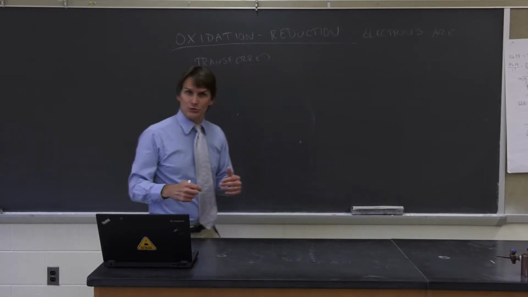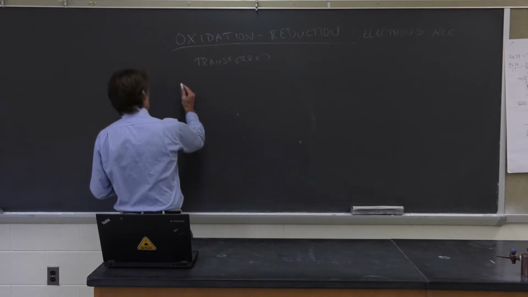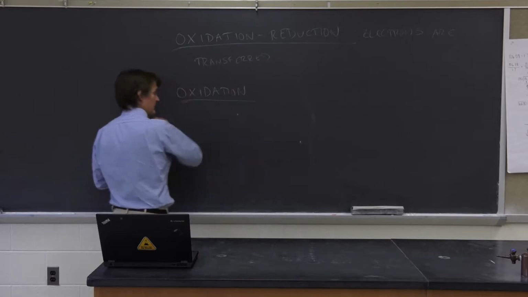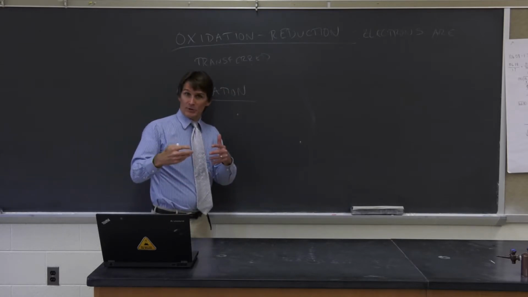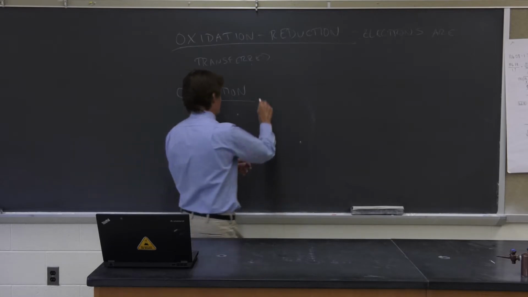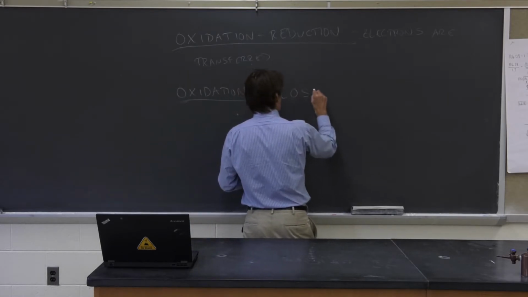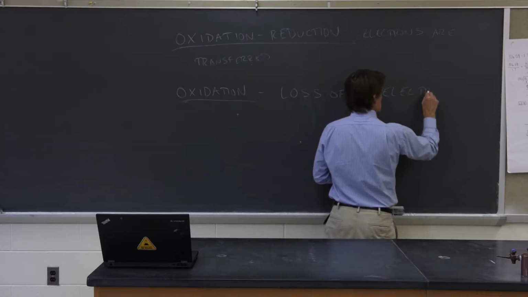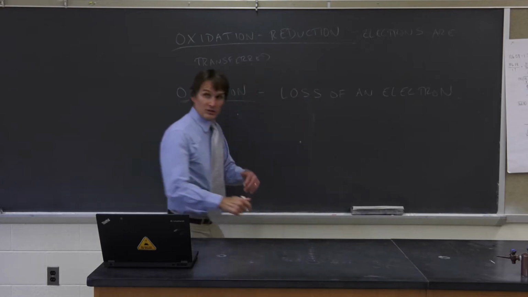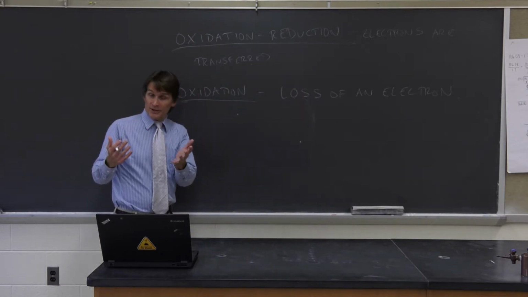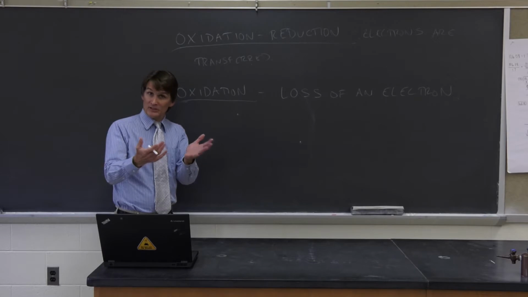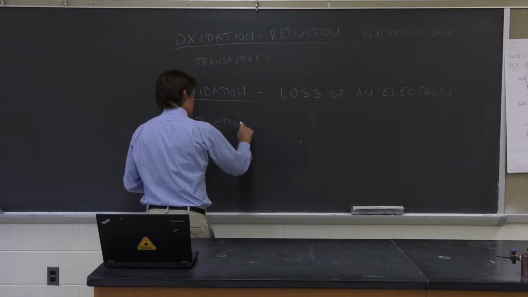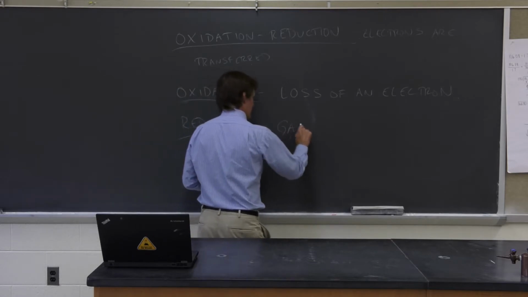Let's define these two terms first, oxidation and reduction. In oxidation, this is a process in which a chemical entity loses an electron. And the reduction is the opposite. In a reduction, that's a process in which a chemical species gains an electron. Gain of an electron.